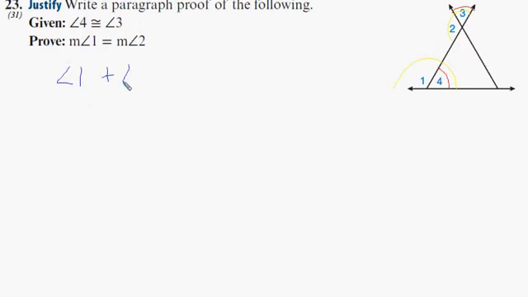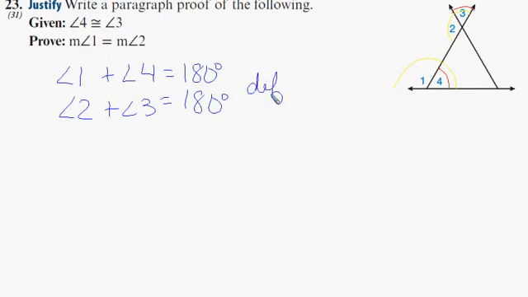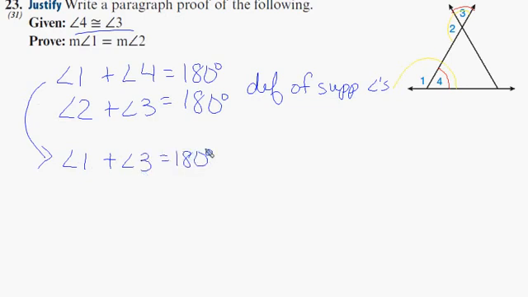Angle 1 plus angle 4 is equal to 180 degrees, and angle 2 plus angle 3 equals 180 degrees. And let's just say the definition of supplementary angles. Okay? Well, that's pretty straightforward. Now, let's look back at our given, which is angle 4 and angle 3 are congruent to one another. I'm going to say angle 1 plus angle 3 equals 180 degrees. And that's just by simple substitution.